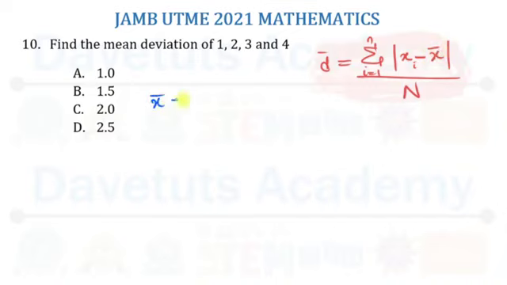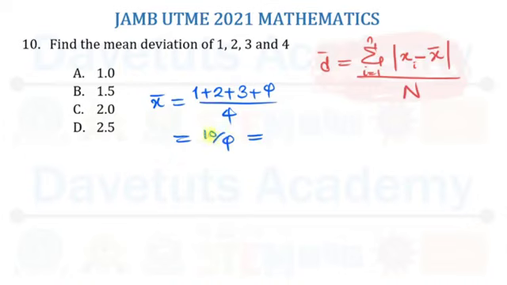So x bar in this case will be the sum of all those numbers, 1 plus 2 plus 3 plus 4, over the total numbers, which is 4. 1 plus 2 is 3, plus 3 is 6, plus 4 is 10. So we have 10 over 4, which, dividing by 2, will be 5 over 2, and that is 2.5. But that's not what we're asked to find. We're asked to find the deviation. So how do we evaluate this formula?